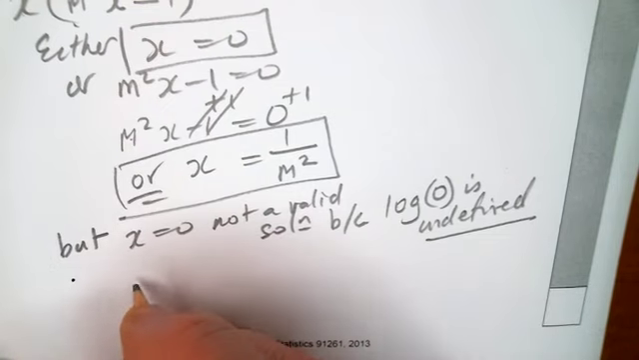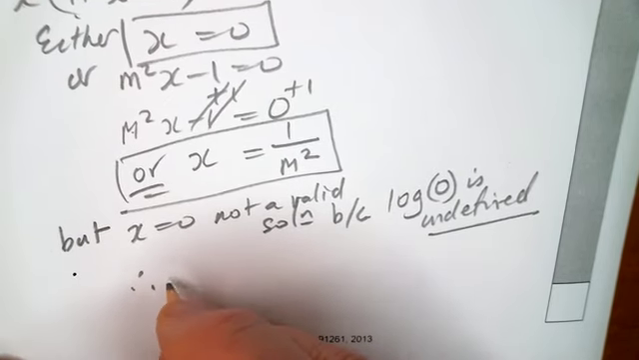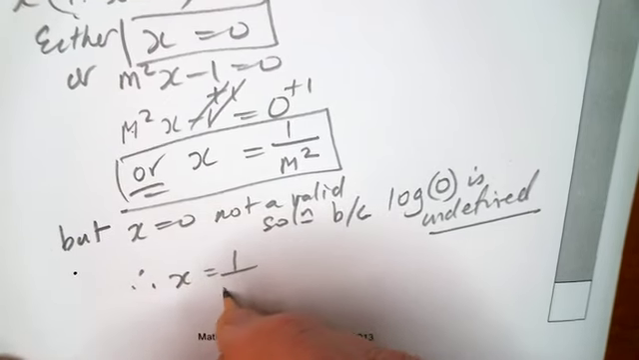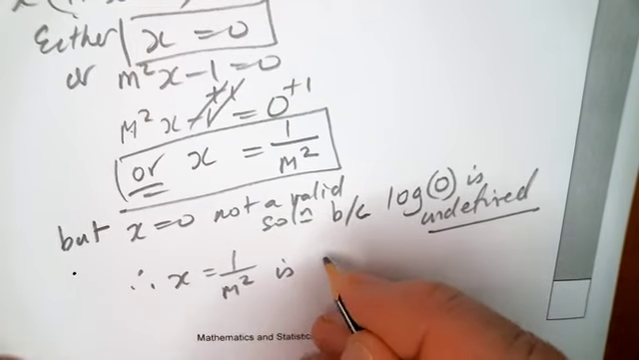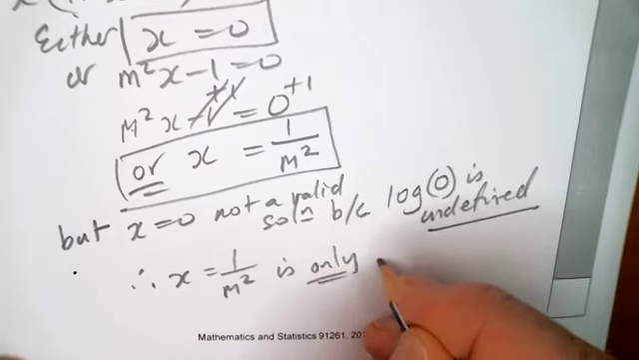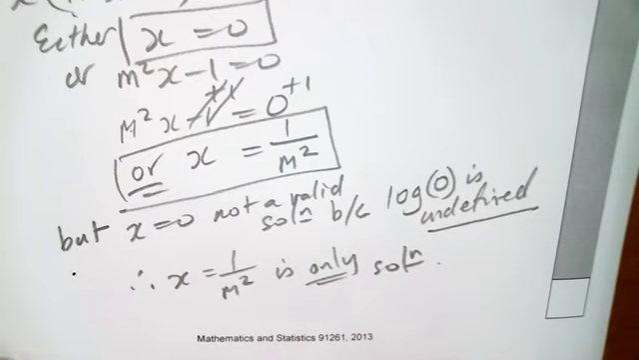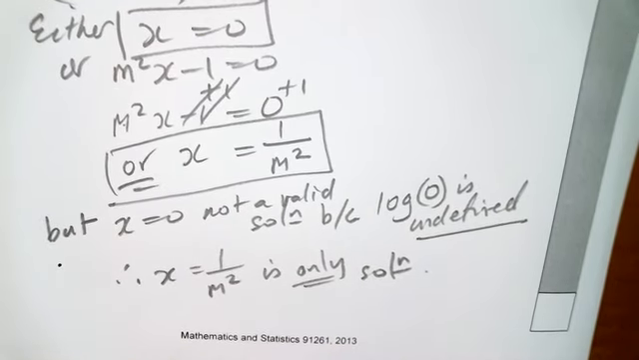So therefore, x is equal to 1 on m squared is the only solution. And hopefully that makes sense.